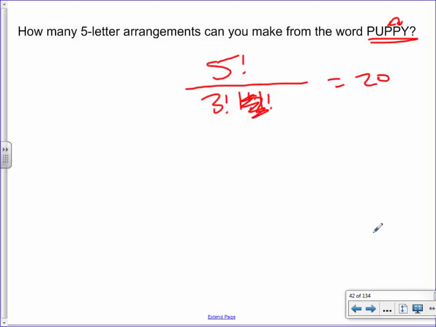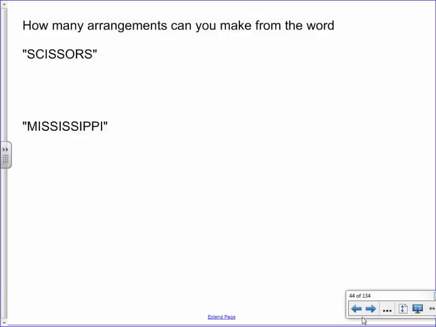Does that make sense? Okay, let's try another example, now that we've talked about this. How many different arrangements could you make using all of the letters out of the word scissors? Well, if you have to use all the letters, that's 1, 2, 3, 4, 5, 6, 7, 8 letters. But hopefully you'll see here that there's repeated letters. If you changed around some of the S's, it wouldn't change the word. So we've got to divide by 4 factorial.